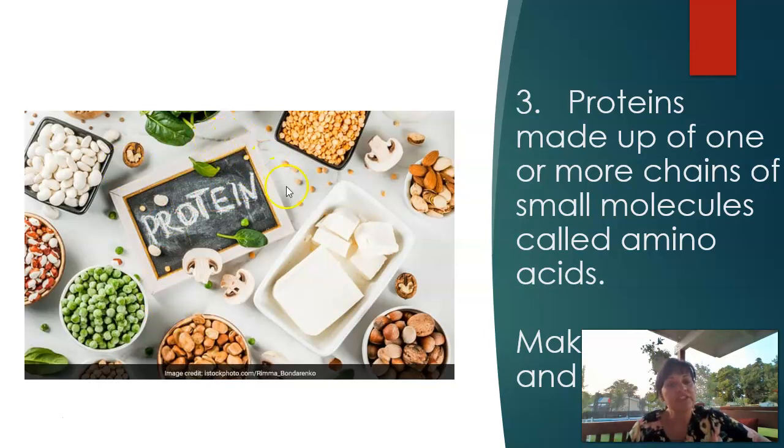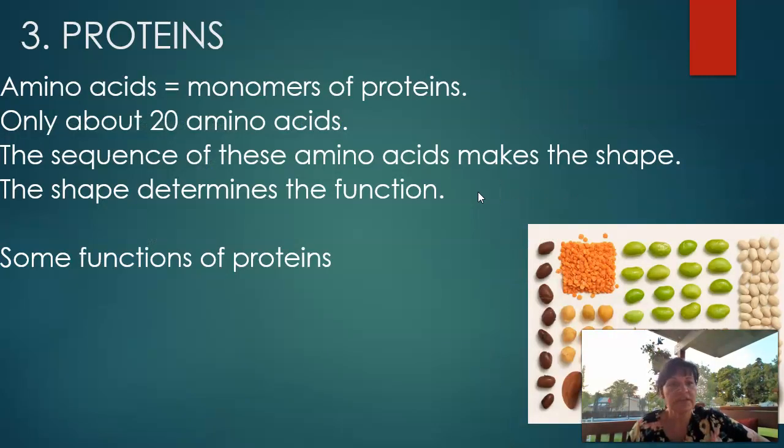A lot of people nowadays too will get their protein in drinks, right? We've got the protein shakes and stuff. So somehow all important ways to get protein. Proteins are amino acids, which are monomers of proteins. There's only about 20 amino acids total, and it's the sequence or how these amino acids are put together that makes the shape. And then once you have that shape, the shape determines the function.